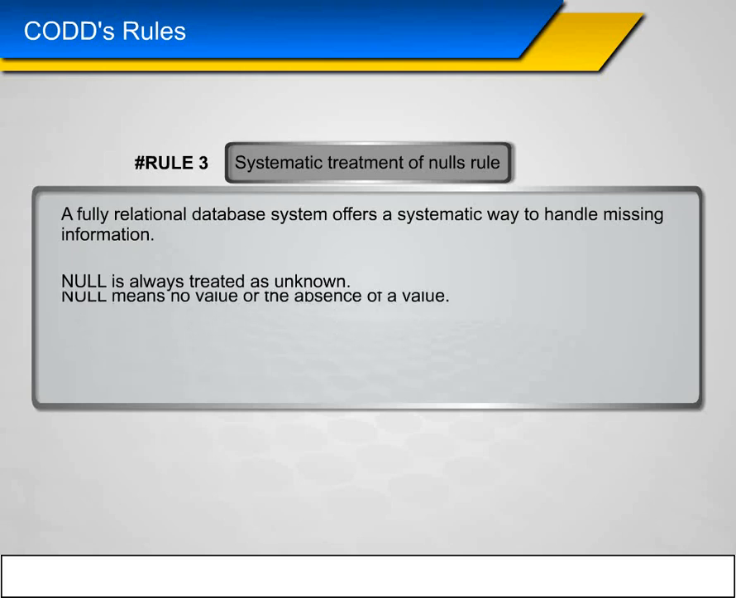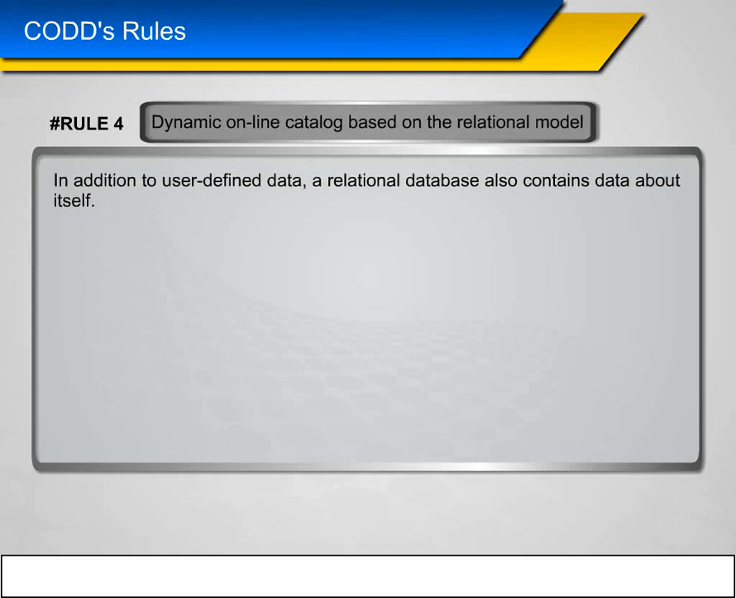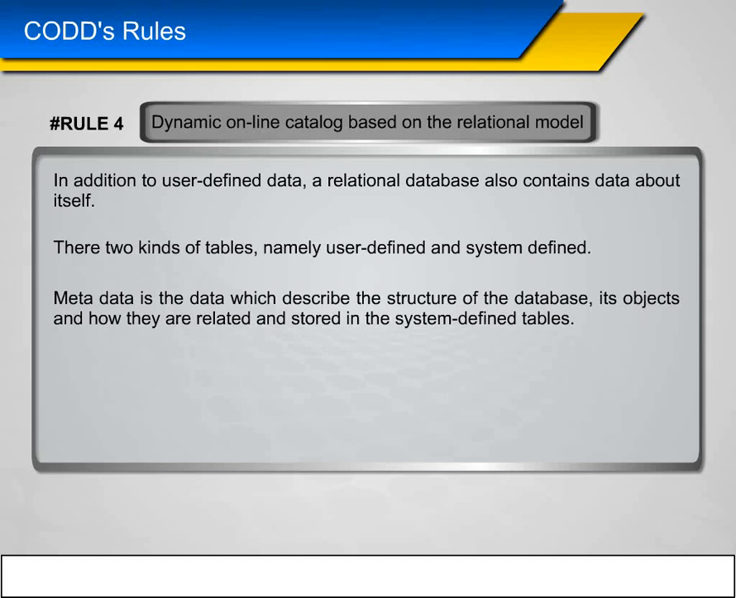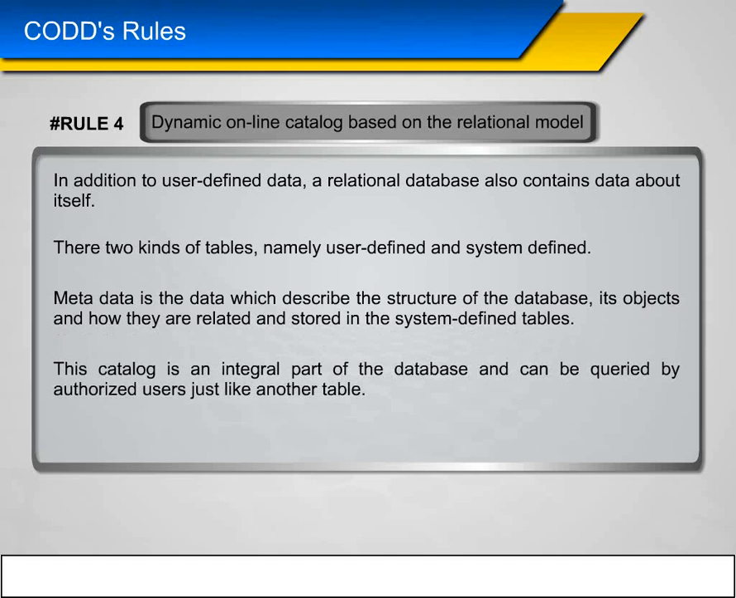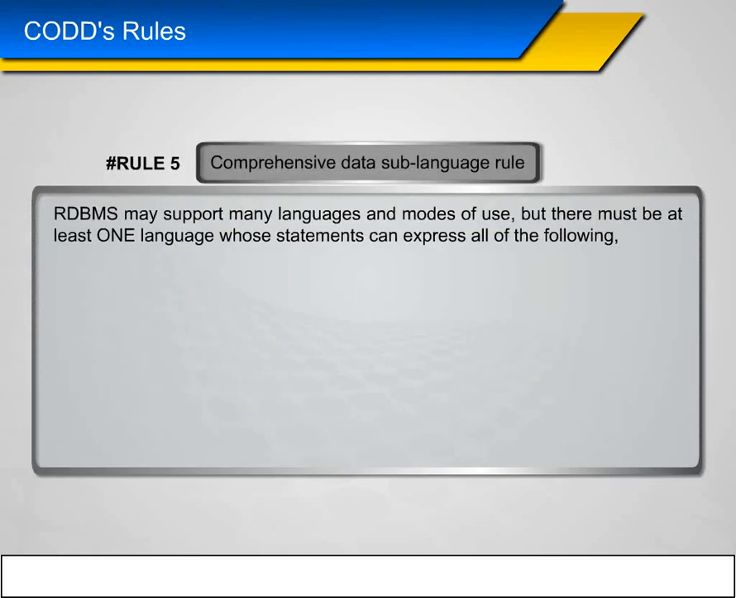Rule 0, Foundation Rule. A relational database management system must manage the database entirely through its relational capabilities. Rule 1, Information Rule. All information is presented logically by values in tables. Rule 2, Guaranteed Access Rule. Every data value is logically accessible by combination of table name, column name, and primary key value.